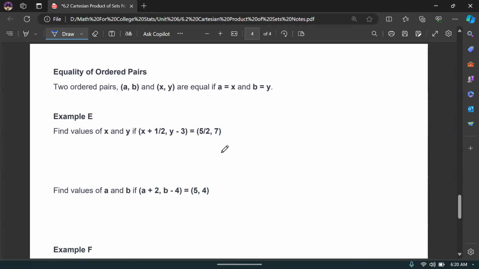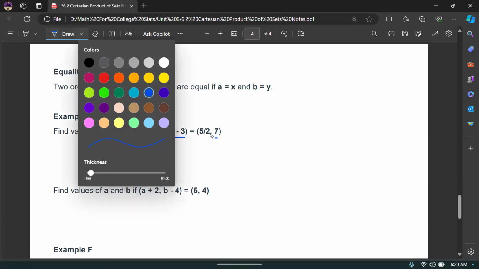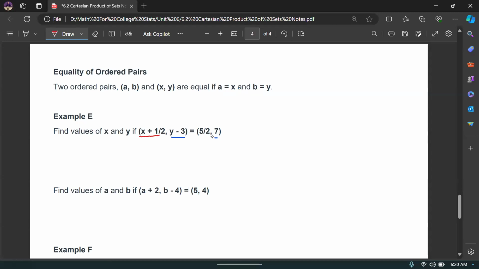These ones are actually little algebra problems, which are very simple algebra problems usually. Two ordered pairs, A and B and X and Y, are equal if A is equal to X and B is equal to Y. So for example, we're told to find the values of X and Y. We have this ordered pair equals this ordered pair. So what we should be able to tell is that the X portions should be equal to each other and the Y portions should be equal to each other.